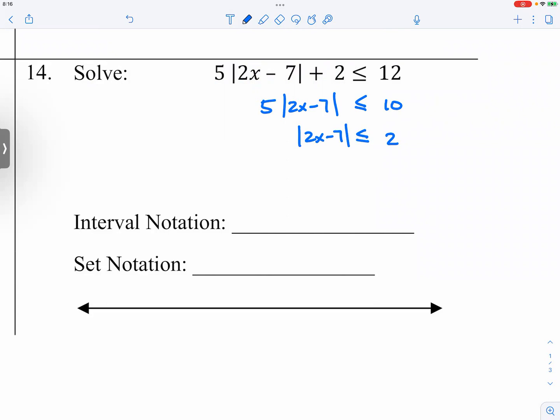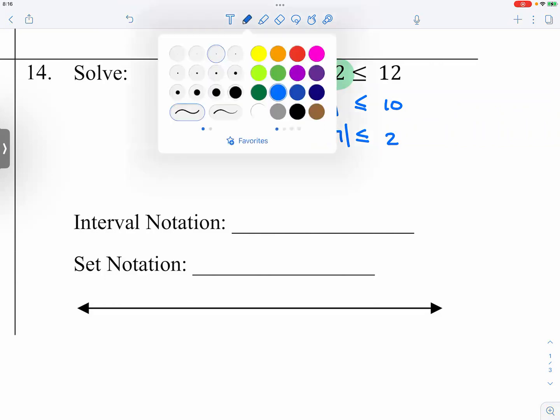Now think about this. You have 5 times something plus 2. It's less than or equal to 12. So does it make sense that this something, this whole thing right here, has to be 2 or less than 2? Because that's how it's supposed to happen. 5 times 2 plus 2 is equal to 12, right? So that's how we have this inequality.